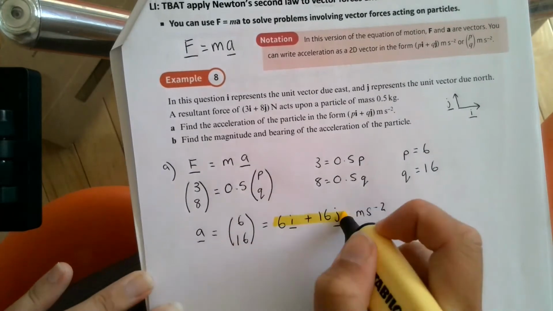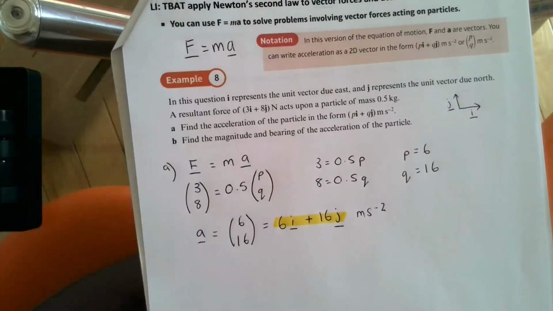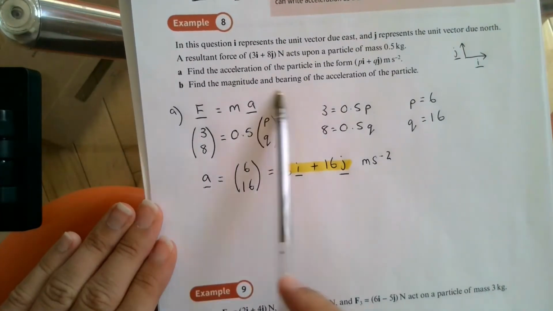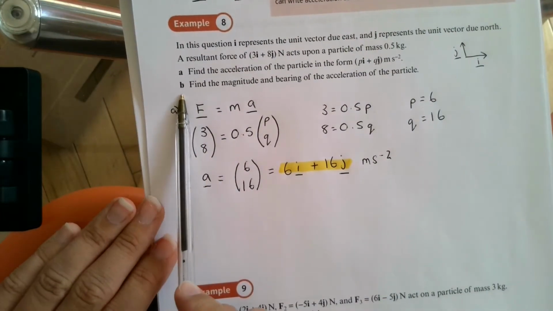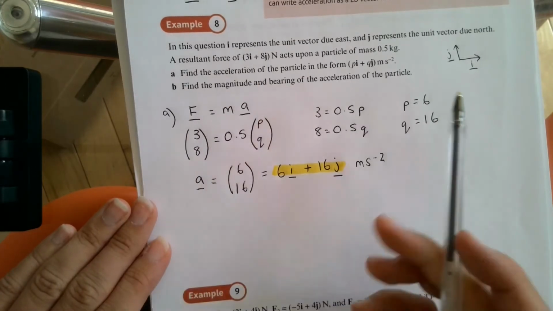So all I've done is take what they've told me about the force and the mass, and plug it into Newton's second law to find out what the acceleration is going to be. Then the next bit is questions that we should be nice and used to right now from the start of doing mechanics. It's find the magnitude and bearing of the acceleration of the particle.